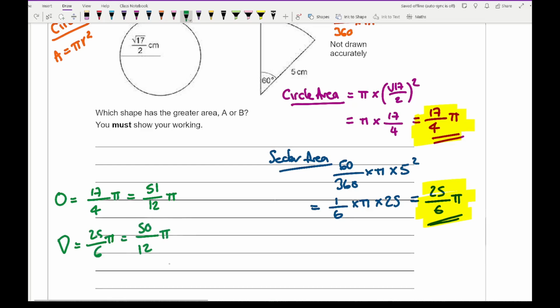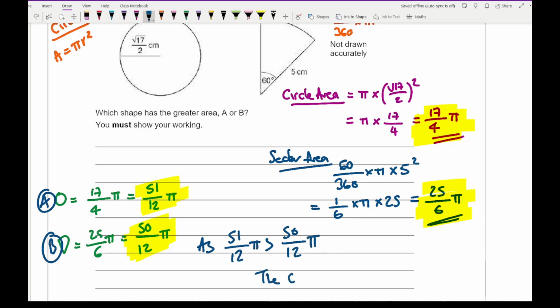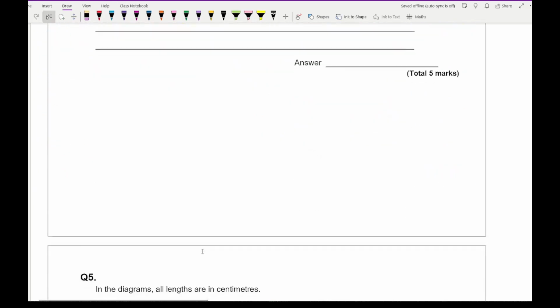So now I can easily compare, without the use of a calculator, now that the denominators are the same in the fraction, those two values. And as you can see, this is the area of A, this is the area of B. So as 51 over 12 pi is greater than 50 over 12 pi, the circle has a greater area. Something along those lines would be absolutely fine for the 5 marks.